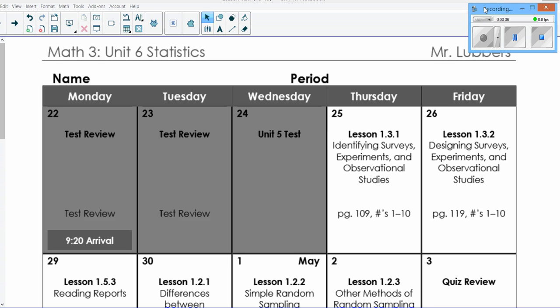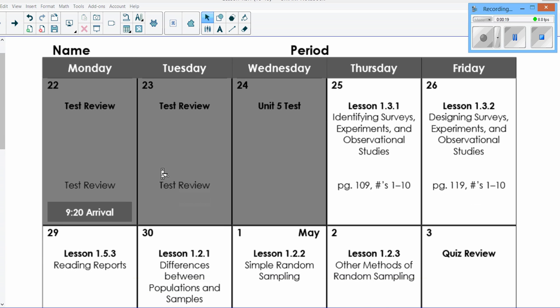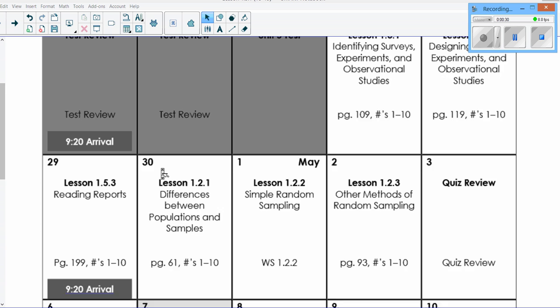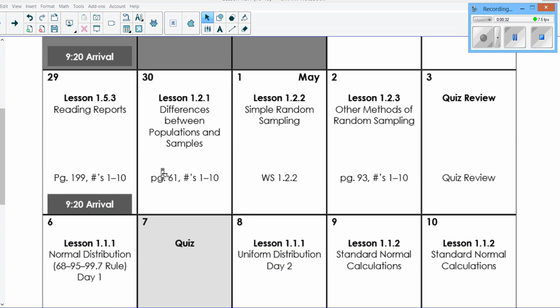Hi everyone. So I started with the calendar so we can talk real quick about the unit, what it looks like. Just a reminder, we're going to be using the book like half the time, especially in the beginning, we use it a lot. So the first couple of lessons will be out of the book. You can see Thursday, Friday, and then we have a lesson on Monday, Tuesday, Wednesday, Thursday. So we have 6 consecutive lessons, and we'll do a quiz review next Friday.